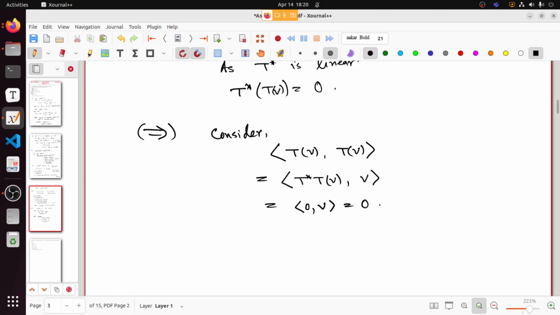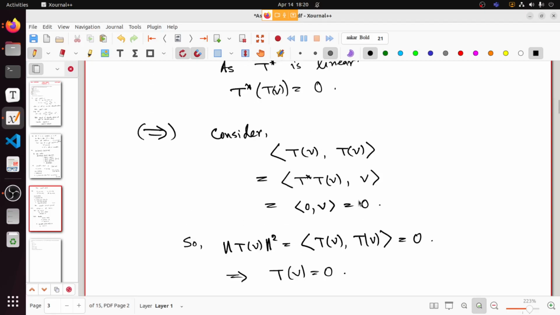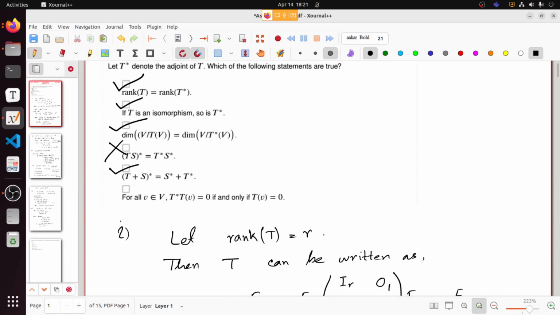So the norm of TB squared, which is TB comma TB, is 0, right? The norm of a vector being 0 implies the vector itself is 0, which implies TB is 0. So you get the other direction also. So option number 6 is also correct. So question number 1 is done. Let's move to question number 2.